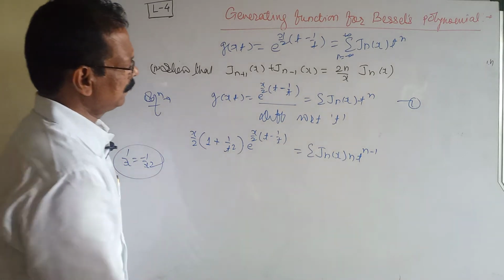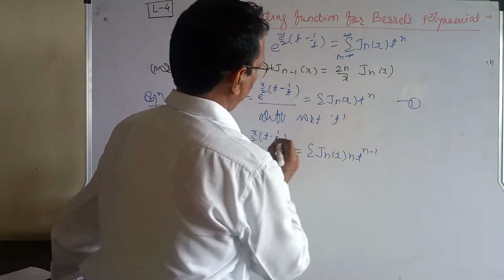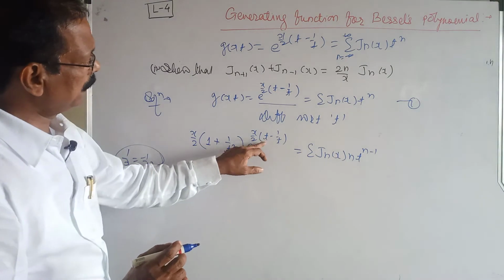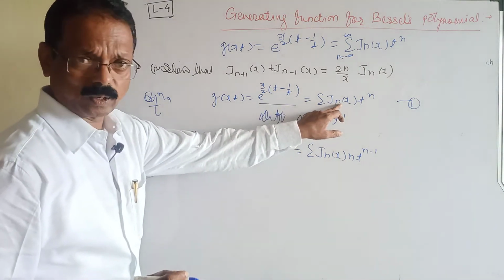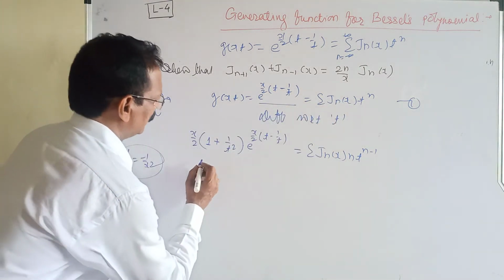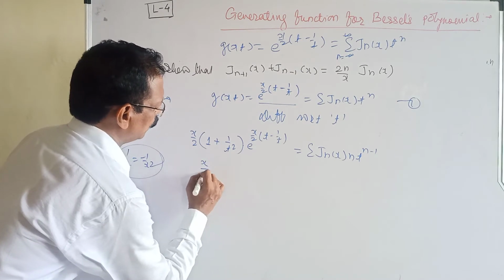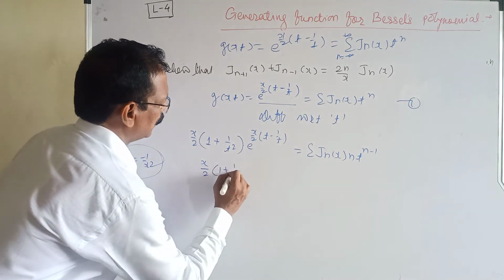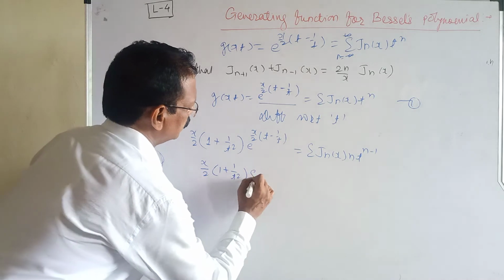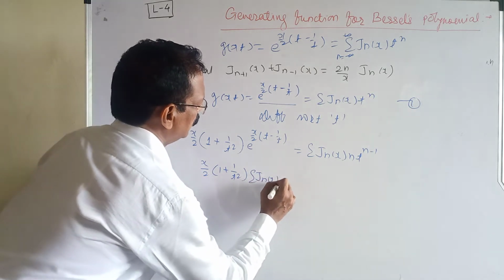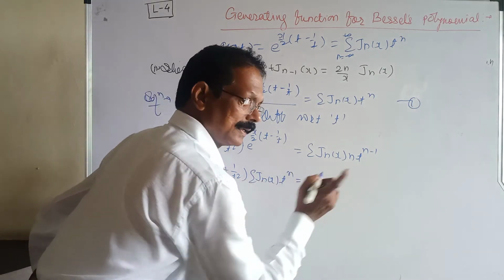Now what do we have to do? We know from equation 1 that e raised to x by 2 into t minus 1 by t is nothing but the summation of Jn of x into t raised to n. So we can write x by 2 into 1 plus 1 upon t square into the summation of Jn of x into t raised to n is equal to the right hand side as it is.